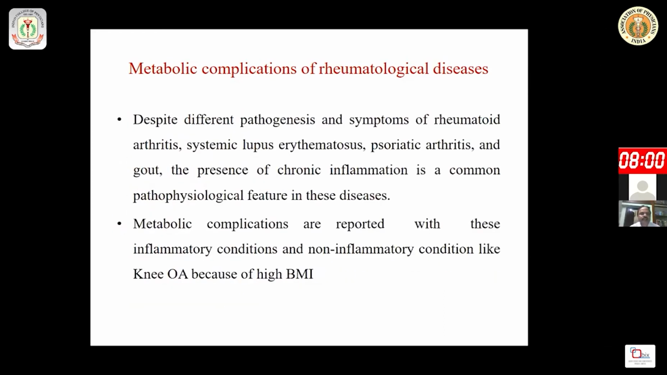Despite the different pathogenesis and symptoms of rheumatoid arthritis, systemic lupus erythematosus, psoriatic arthritis, and gout, the presence of inflammation is a very important feature and is the same in all these diseases. Inflammation is mainly the key factor for the development of complications of rheumatological disease. Metabolic complications are reported with inflammatory conditions, and non-inflammatory conditions like knee osteoarthritis are sometimes associated with metabolic complications because of high BMI. Next.